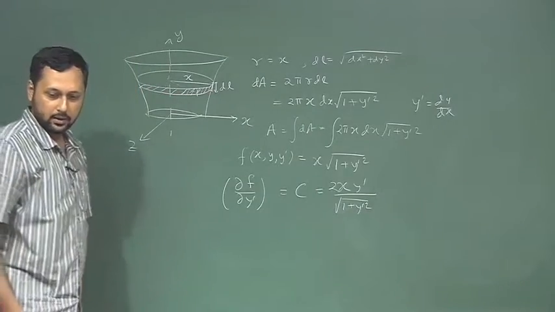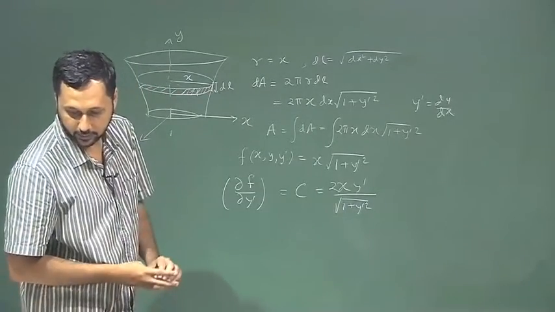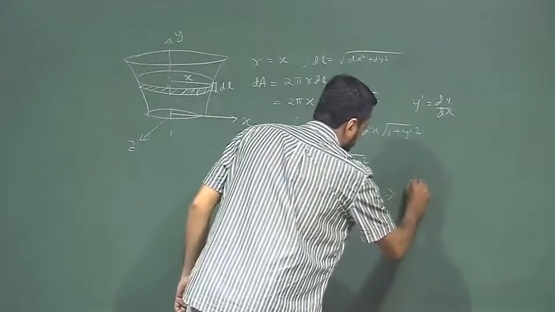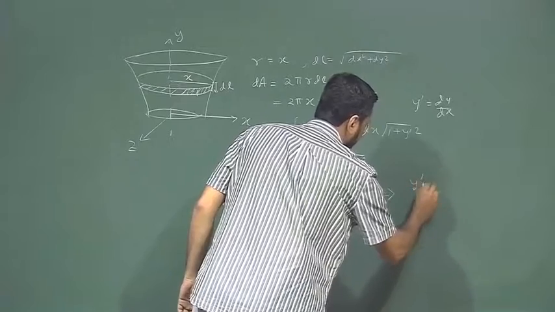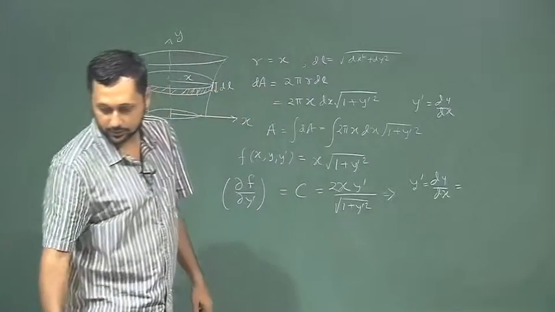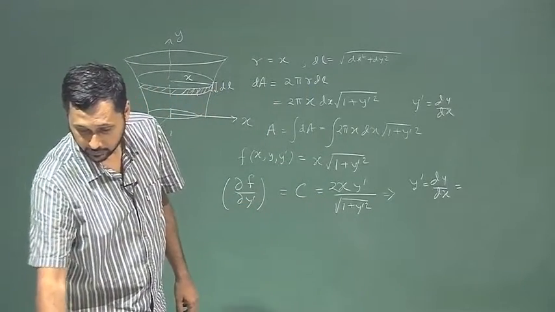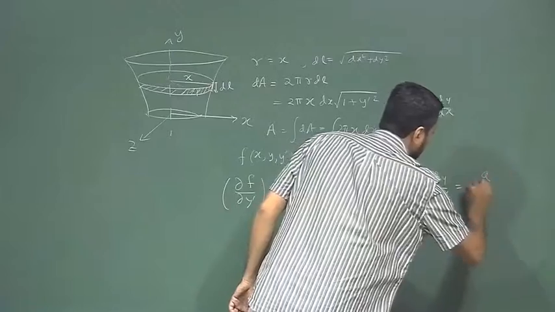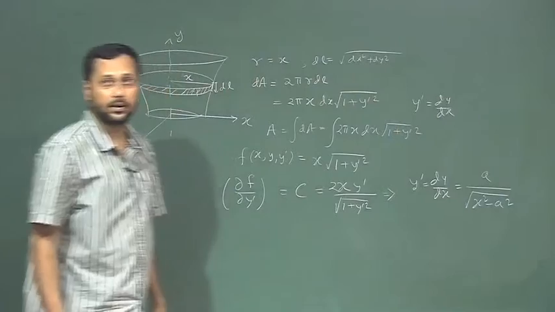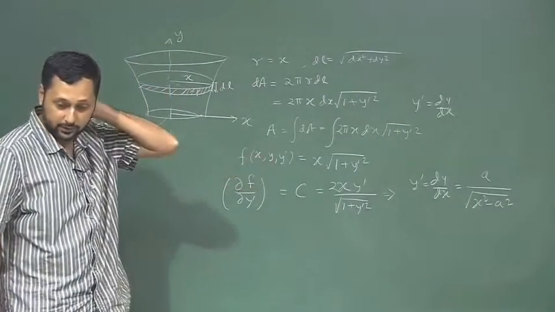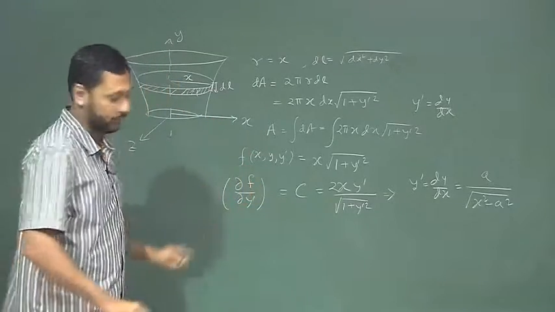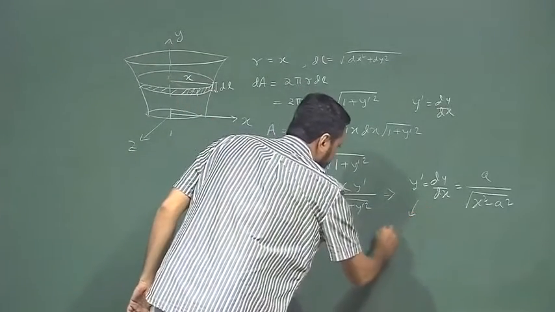Okay. And now we simplify this a bit, and from here we get the differential equation that y prime, which is dy dx, is, okay, I will just give you the final form, some constant a by root over x square minus a square, right. Okay. So, this is where we stand right now, and the solution of this will have the following form.